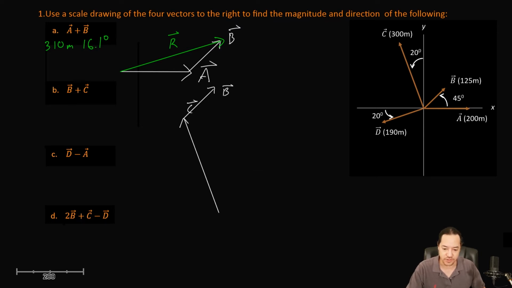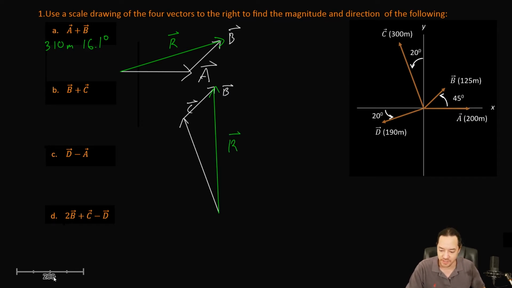So that's going to look something like this, starting at the very beginning of the chain and going towards the very end of the chain, just like that. So this is going to give me my resultant vector that we will call R, and we can measure this.